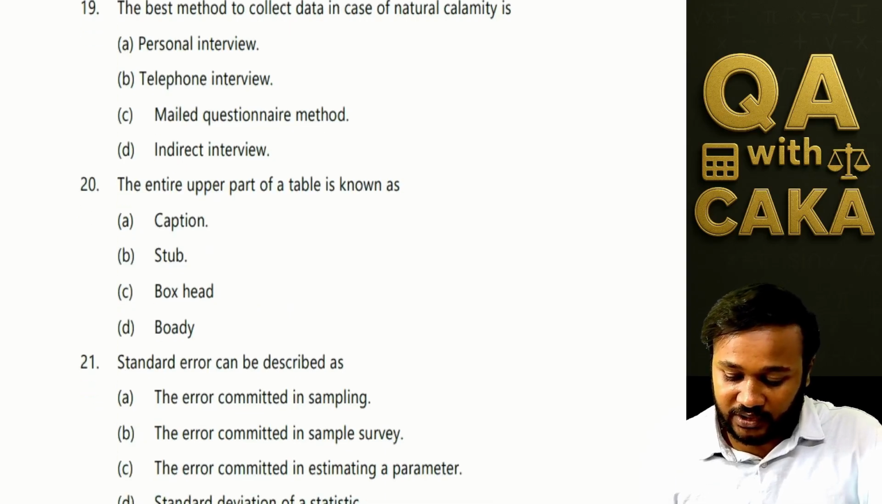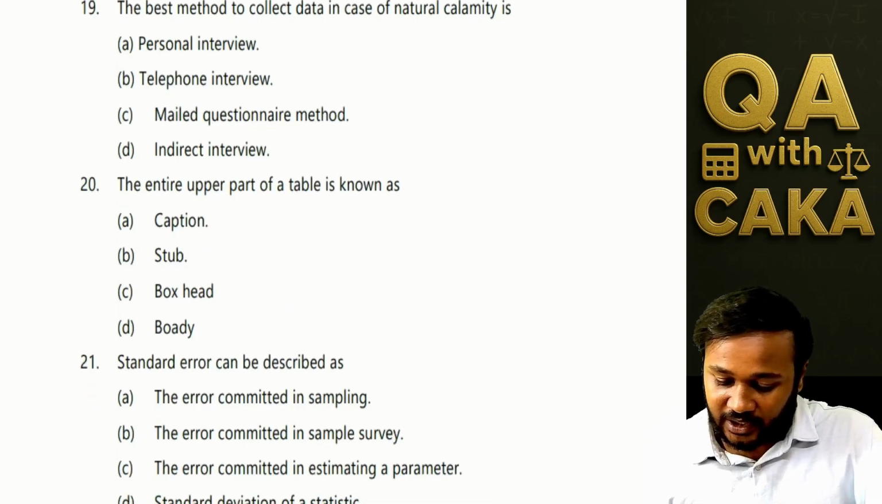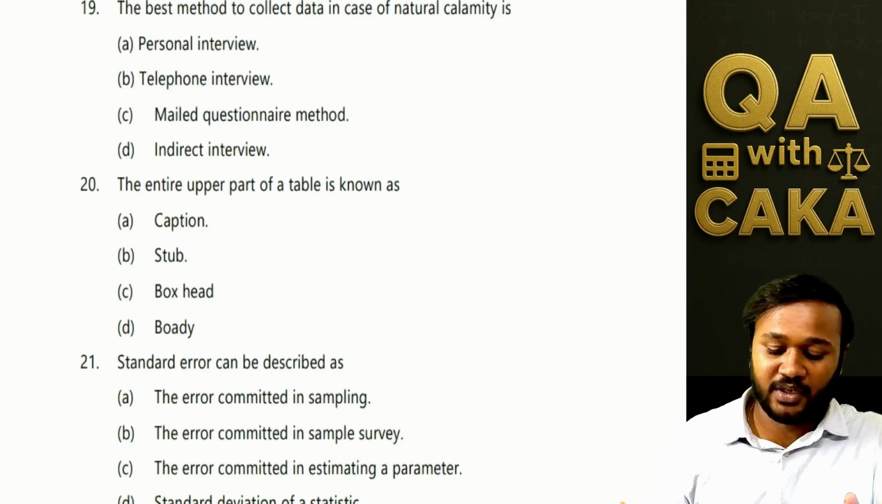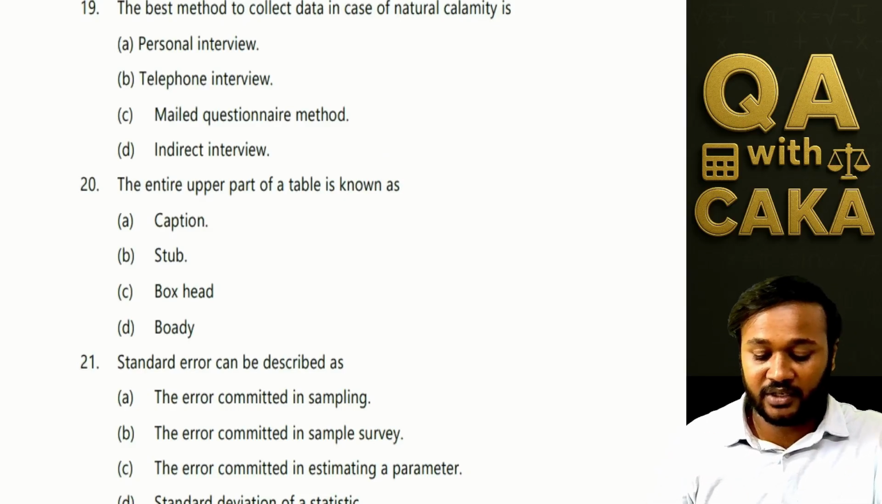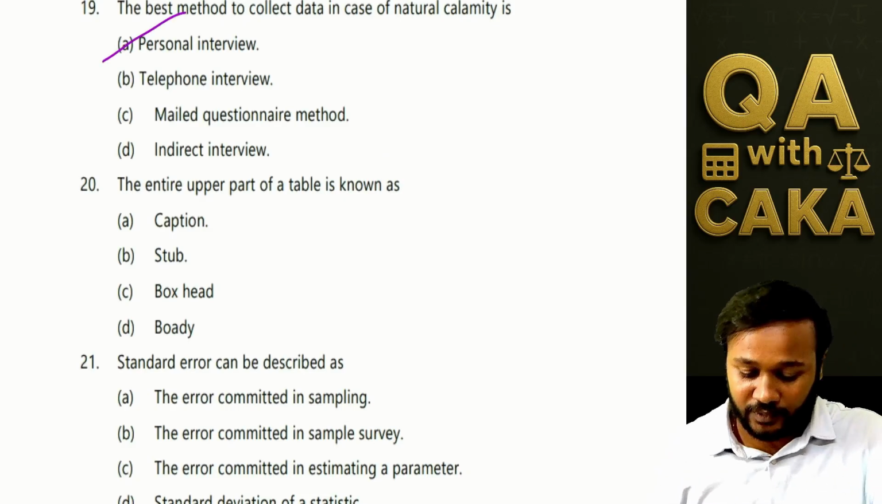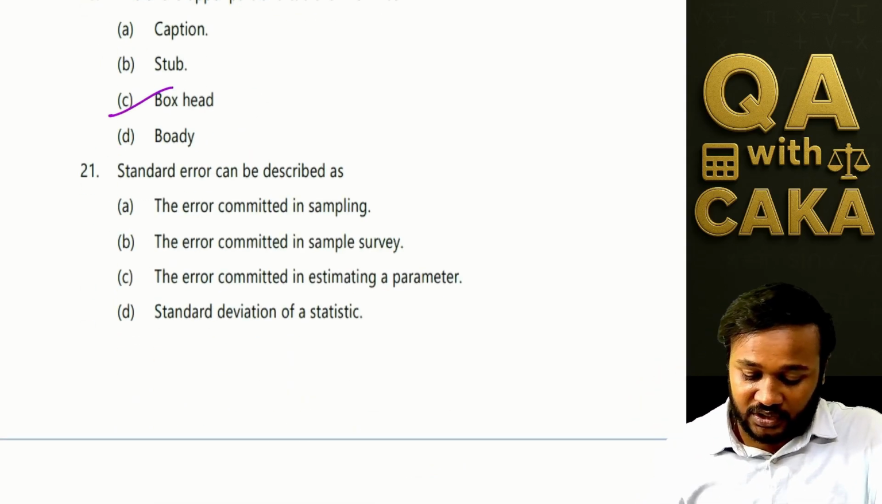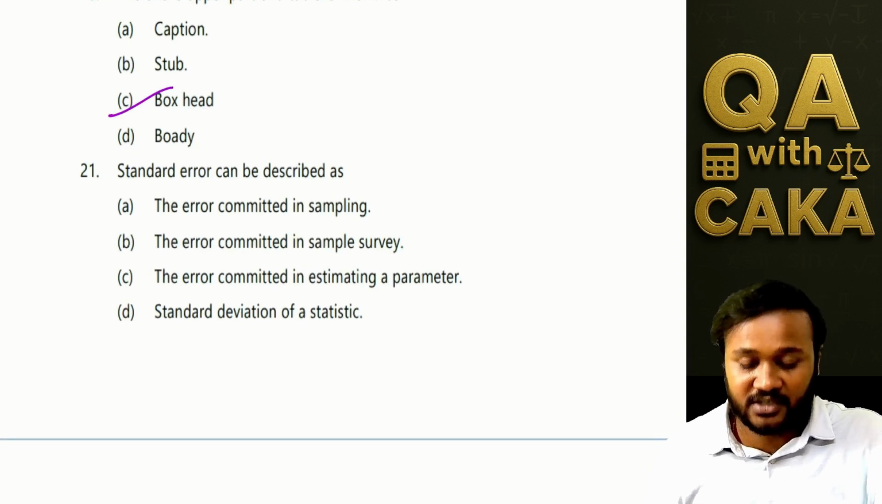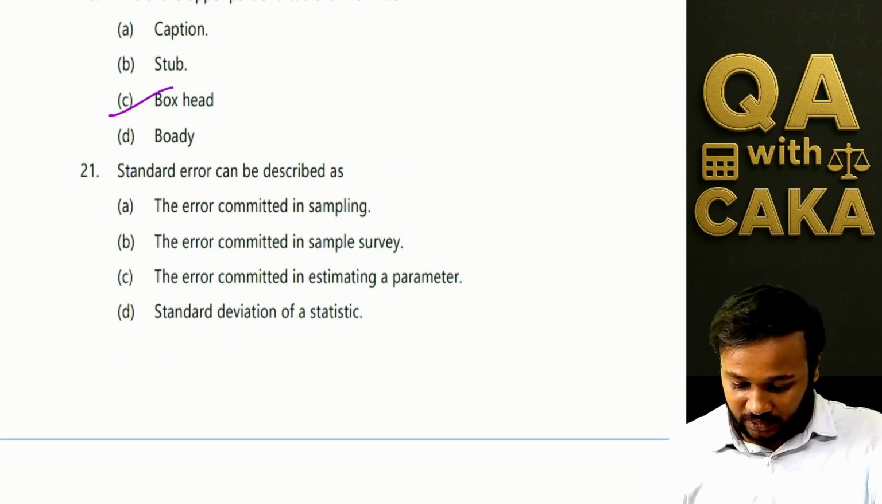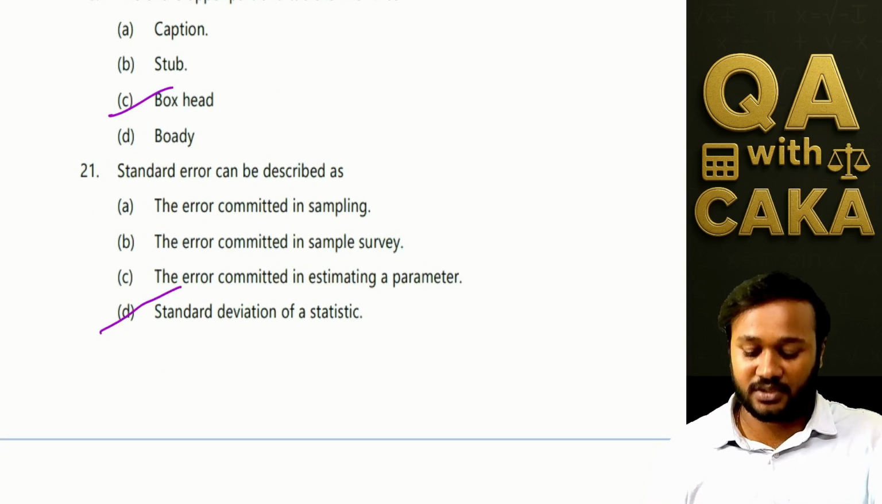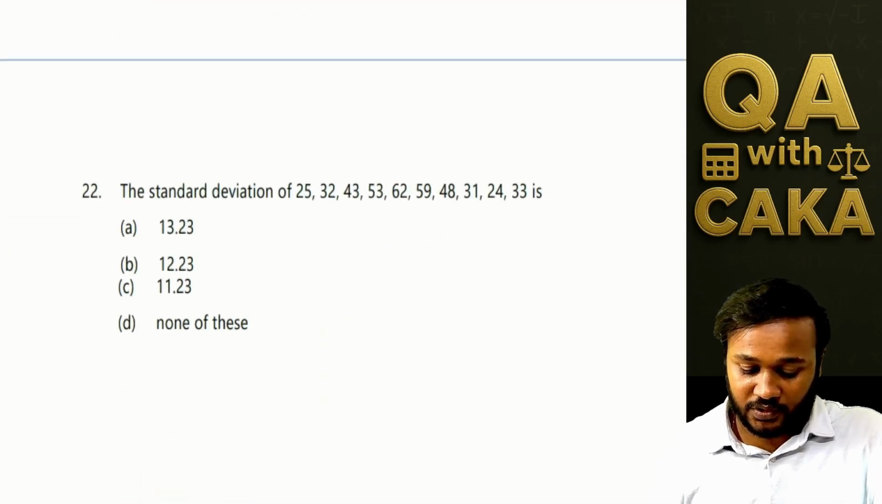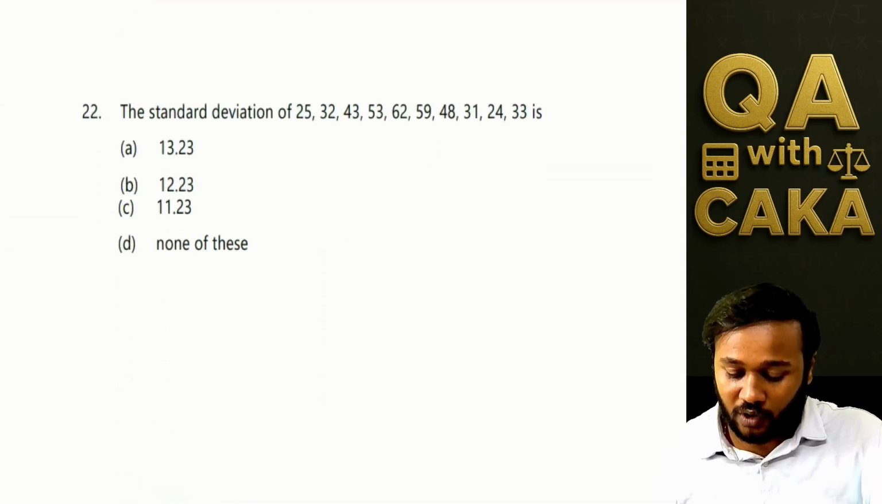Now, the best method to collect the data in case of natural calamity is, in natural calamity, there is no option of telephone, mail, and indirect interview. There is only one option, which is personal interview. The entire upper part of the table is known as box head. Standard error can be described as, so standard error is nothing but the standard deviation of a statistic.